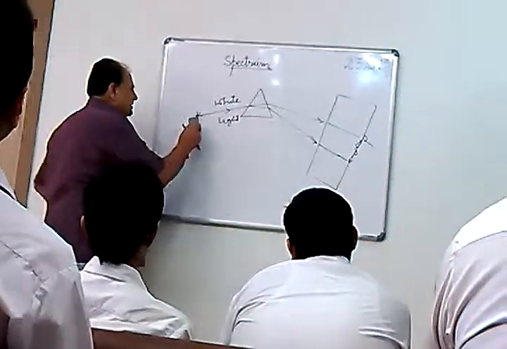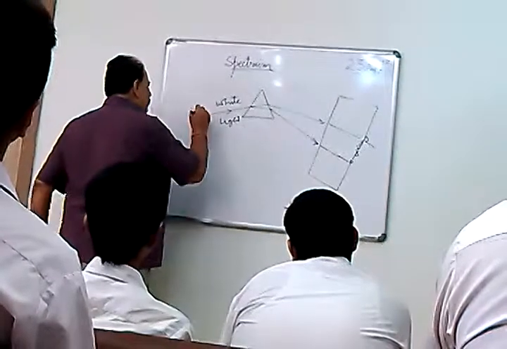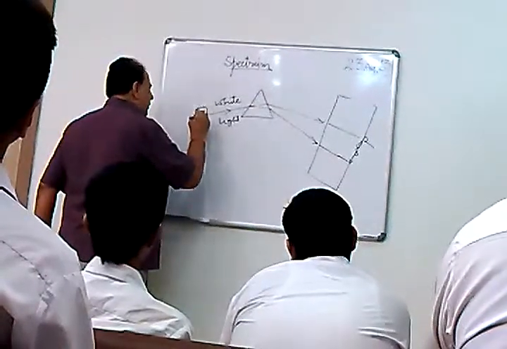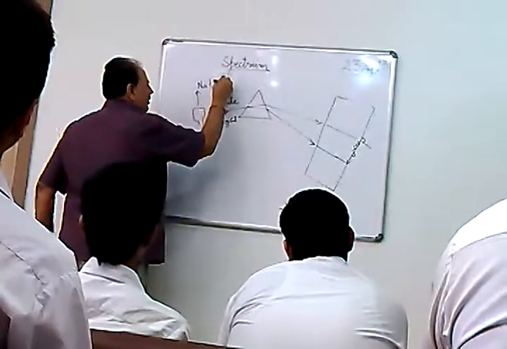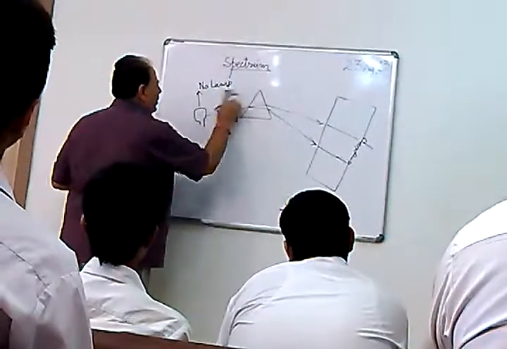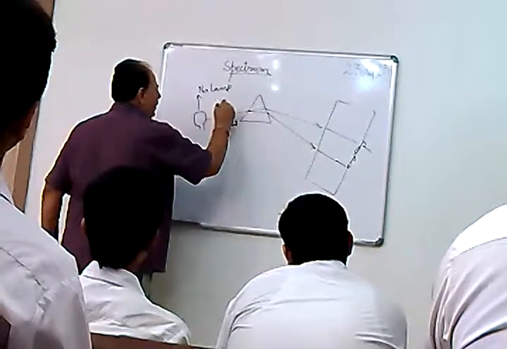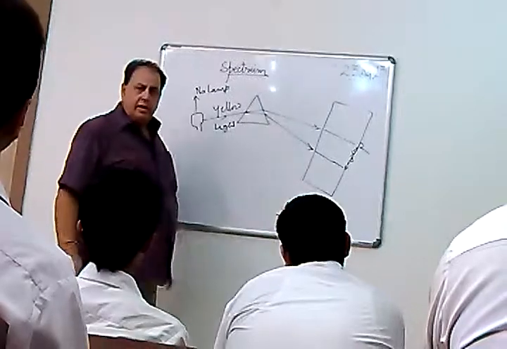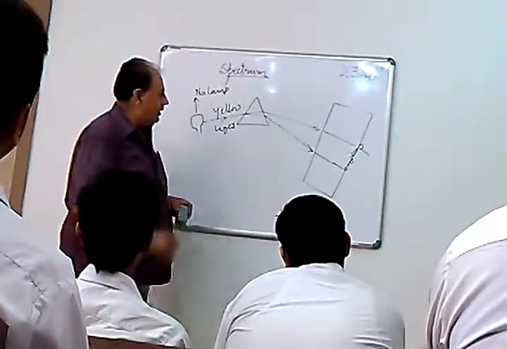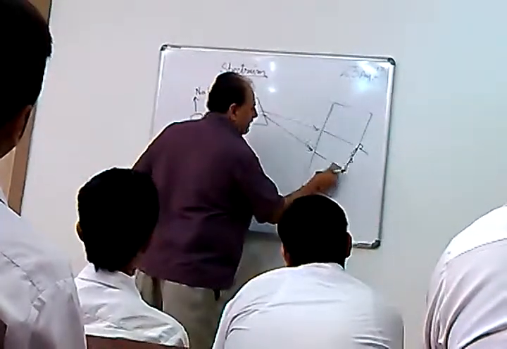What do you note in case of white light also? If I now replace this with a sodium lamp source, it is not white light now. What is this light now? Yellow light. You must have seen the sodium lamp, street lights. If you take its spectrum, you will find that nothing is here.